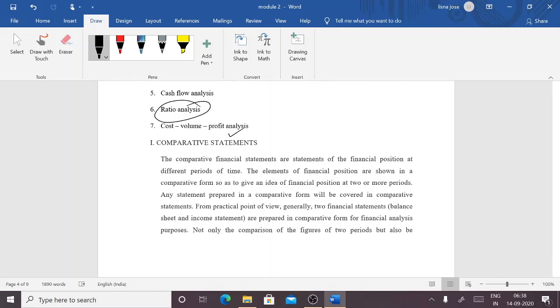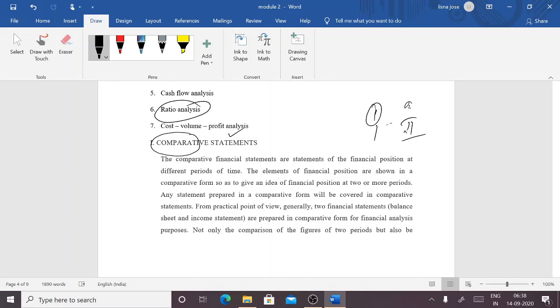So comparative, from the word itself we can understand that we are comparing something. So in order to compare something we should have at least two items, right? So one item and at the same time there will be a second item. So we are comparing the first item with the second item. This is what happens in the case of comparative statement analysis also.